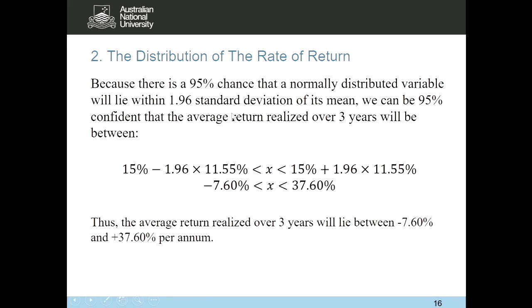And once again, we can calculate a 95% confidence interval, right? We know what the mean is. The lower bound is 15% minus 1.96 times the standard deviation. And for the upper bound, we have 15% plus 1.96 times the standard deviation. So in other words, we are 95% confident the average return realized over 3 years will lie between minus 7.6% and plus 37.6% per annum.